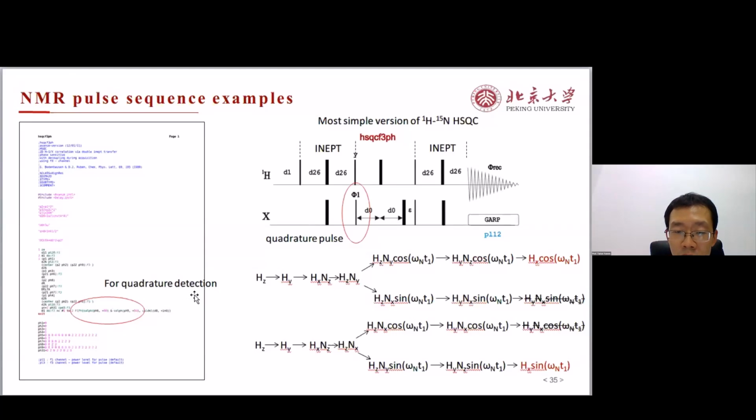But in 2D spectra we need to do quadrature detection to get the peak position properly. For quadrature detection, we usually choose a pulse called the quadrature pulse. We change the phase of the pulse, and then we get different results. You can derive this by yourself as a practice. If the phase of this pulse is shifted by 90 degrees, at the end you will get this sine component, but previously we got this cosine component. By combining the cosine and sine components, we get the complete spectrum.